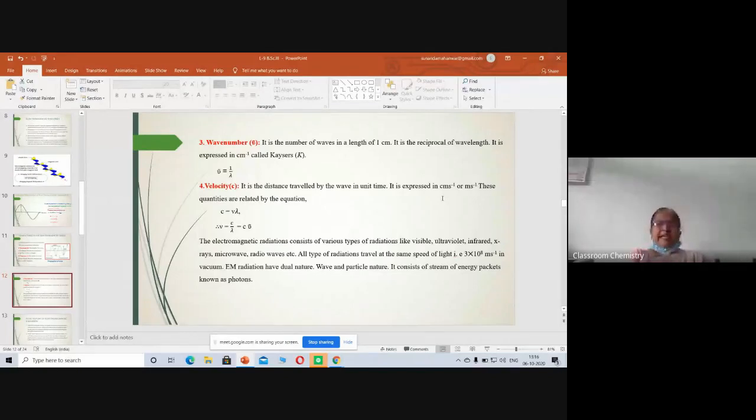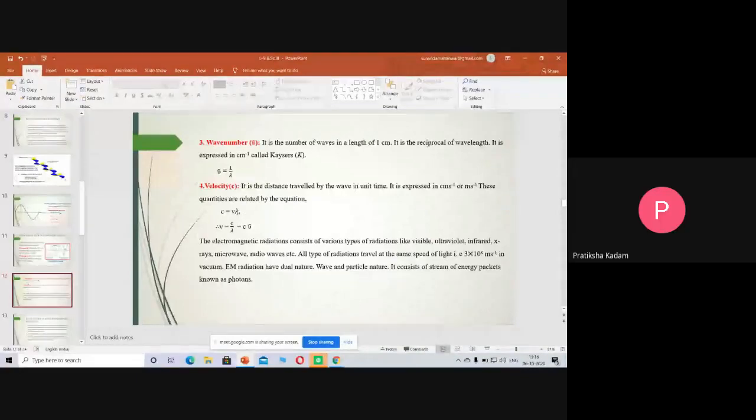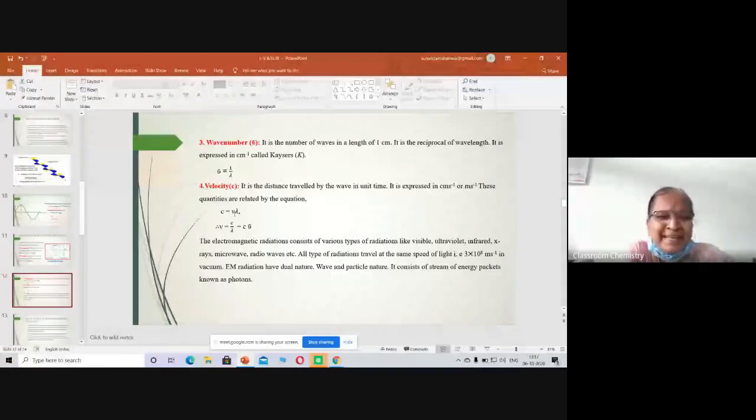All these three quantities are related by the equation c is equal to nu lambda. What is c? C is the velocity, nu is the frequency and lambda is the wavelength. Velocity is equal to frequency into wavelength. Means when we know the frequency of the radiation, how can we determine lambda? If we know the frequency of the radiation, can we find the value of lambda? Yes. How to find it? 1 upon lambda is the wave number. You are given the frequency, that is, the value of nu.